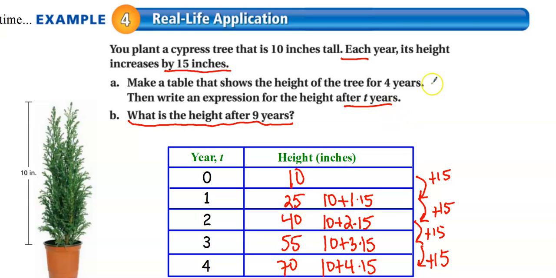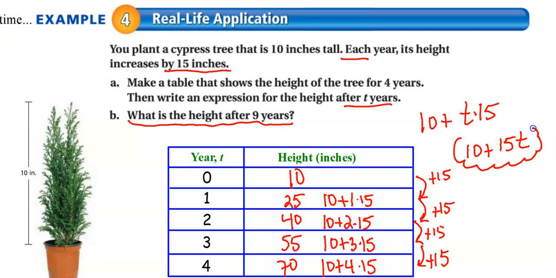So now I can write an expression, 10 plus, but instead of the 1, I'm going to use the variable t, because each time I substitute in the number for t. But here's what I like to do. Whenever I multiply a number, I could do this, t times 15. But whenever I multiply a number times a variable, it looks better, and most people will agree that the number goes before the variable. So now I've got this expression that says when I have the number of years, t is the number of years, all I have to do is plug in the number of years and I'll get how tall the tree is going to be.